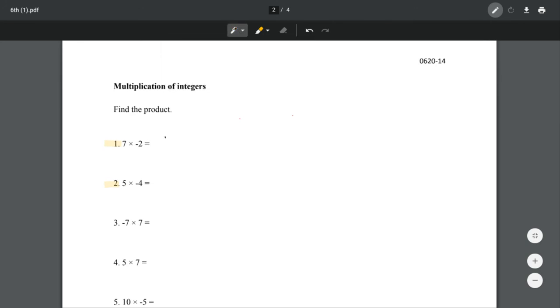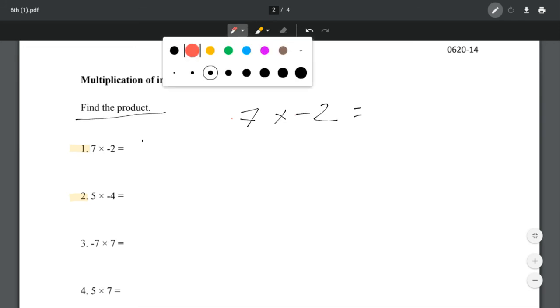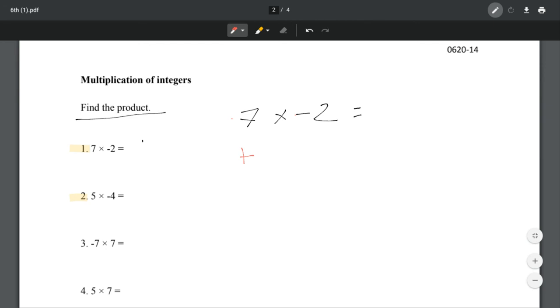So we are going to do multiplication of integers, and we're asked to find the product this time. So let's look at number 1. We have 7 times -2. Okay? And we know that a positive number times a negative number is going to equal a negative number, right? And actually, let's do everything.